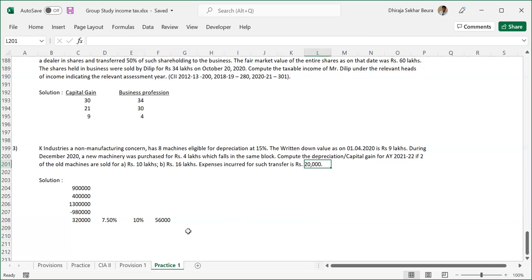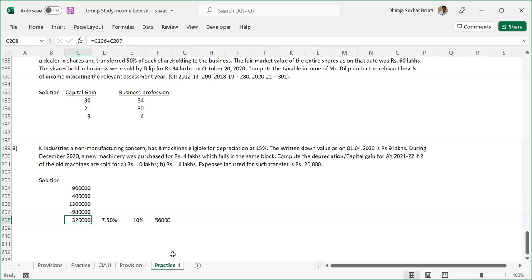Yes, expenses have to be deducted. So 10 lakhs minus 20,000 is 9,80,000. So finally our closing WDV becomes 3,20,000. Yes, 3,20,000. So please calculate the depreciation on this.